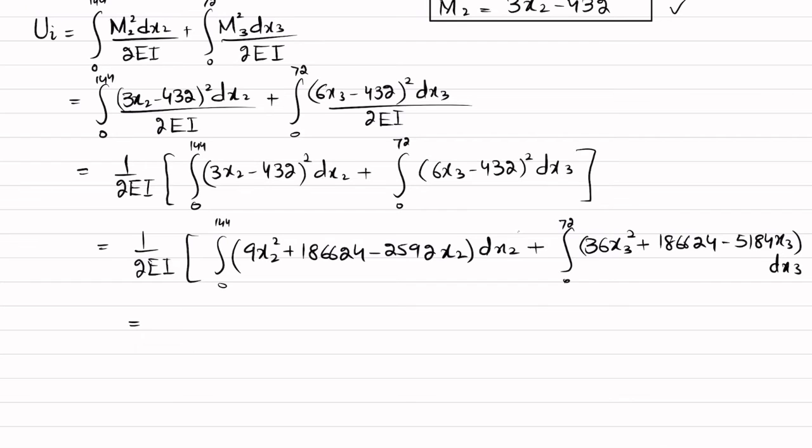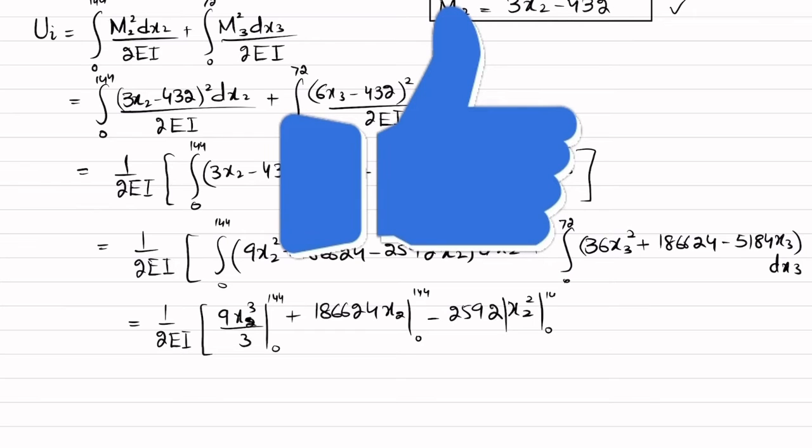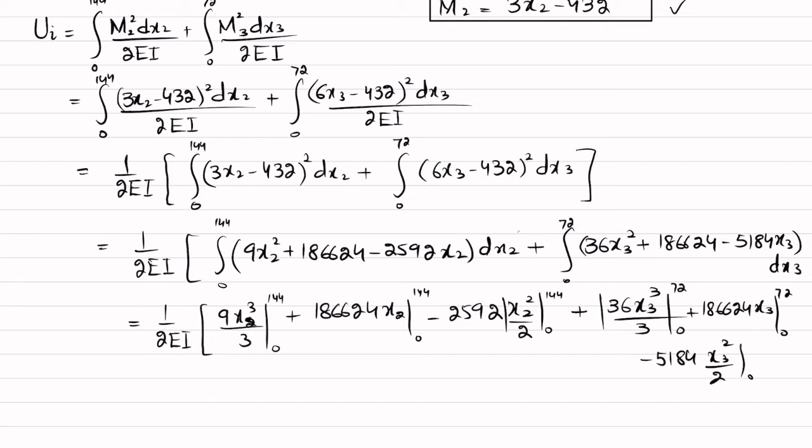You can just put in the values and integrate it. So 1 over 2EI, this will give you 9x2 cubed over 3 in limit from 0 to 144, plus 186624 x2, not x3, this is x2, with limit from 0 to 144, minus 2592 into x2 squared over 2, with limit from 0 to 144, plus 36x3 cubed over 3, with limit from 0 to 72, plus 186624 x3, with limit from 0 to 72, minus 5184 x3 squared over 2, with limit from 0 to 72.